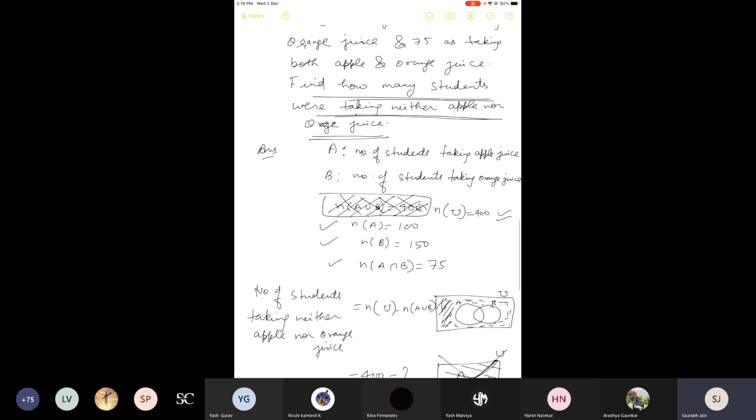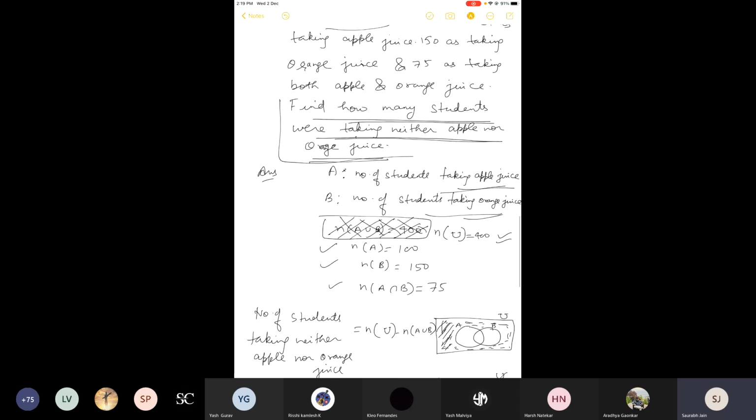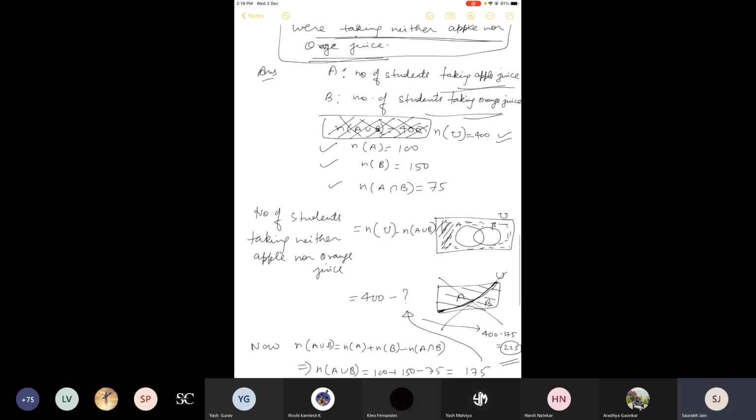And what is A union B? A union B means the number of students who will be taking either apple juice or orange juice. So that is the difference. NU means universal set, and N of A union B gives the number of students who will be taking either of the juices. Because the question itself asks how many students are there who are not taking any of the juices, so definitely they will be part of this rectangle, but they will be outside these circles. Simple. What is the problem? Where is the confusion? Sir, got it now. Okay.